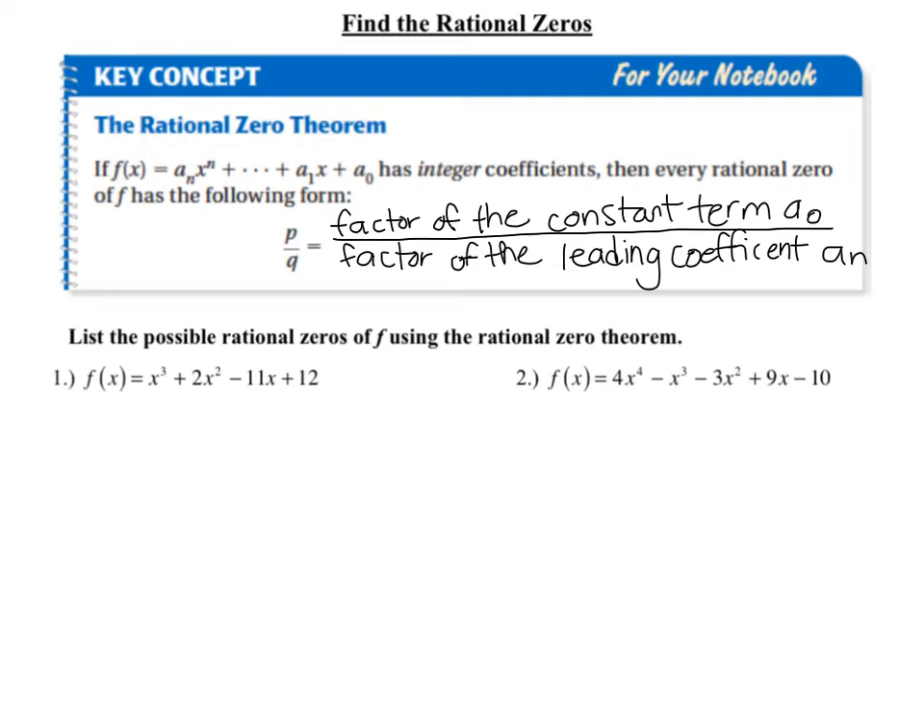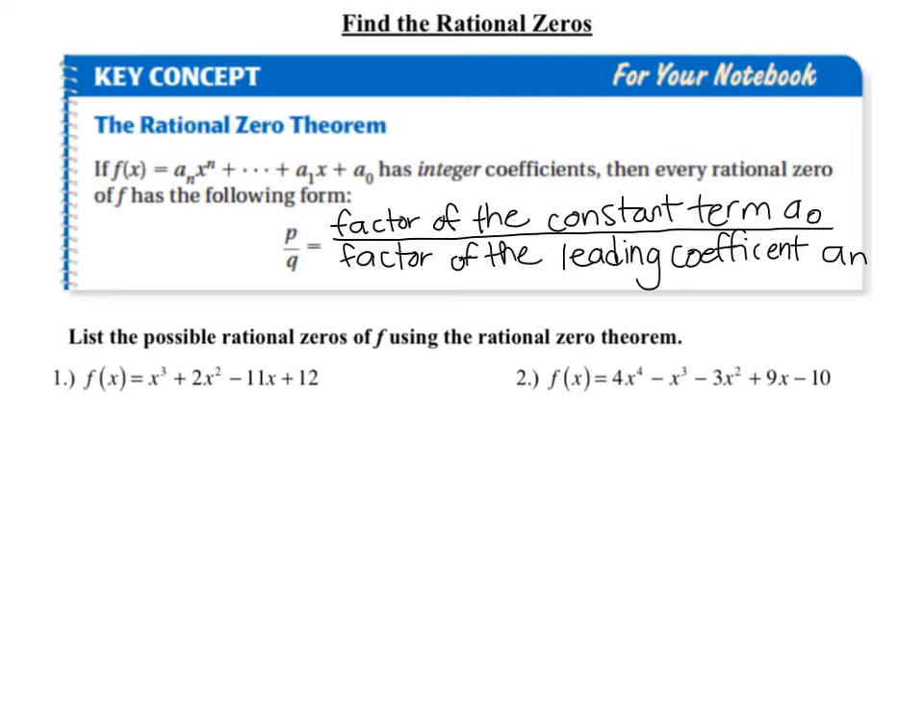So all of the possible x-intercepts. They won't all be a 0 or an x-intercept of the function. We'll have to do some other tests then to figure out which ones are and which ones are not. But it gives you all of the possibilities. So let's list the possible rational zeros of f using the rational zero theorem.